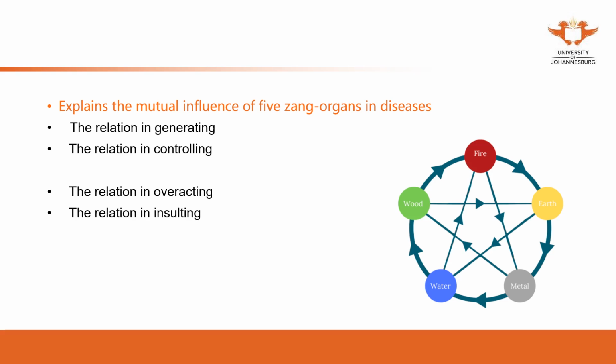The last part of the five elements theory in the diseases. Some diseases are more likely to happen in certain seasons. For example, the edema is more likely to happen in winter. The heart problem is more likely to happen in summer. This is related to the seasons and the five elements.